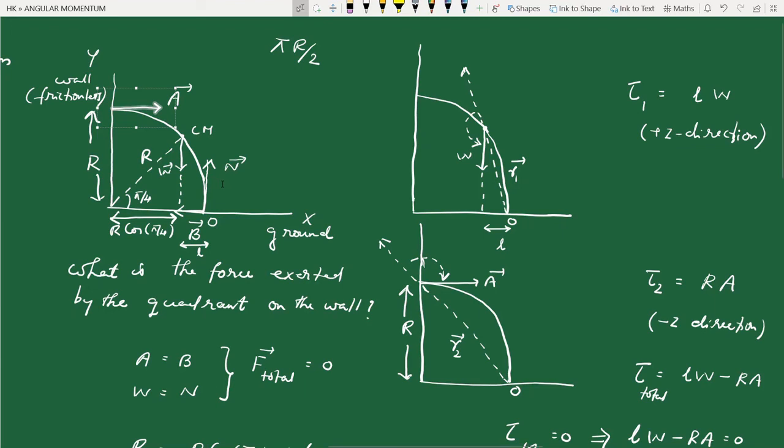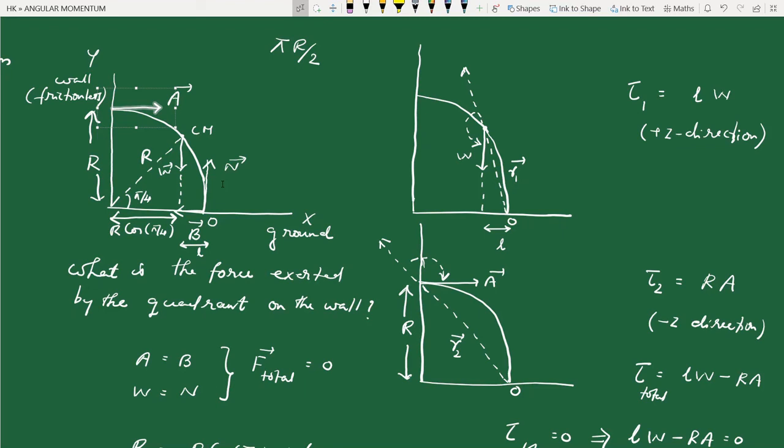Okay, so let us stop now. So what we have discussed in this class is the definition of torque, okay, R cross F, and its magnitude you can calculate as the perpendicular distance from the force, R perpendicular, into the magnitude of the force. That gives the magnitude of the torque, and the direction of torque is obtained by finding the direction of R cross F.